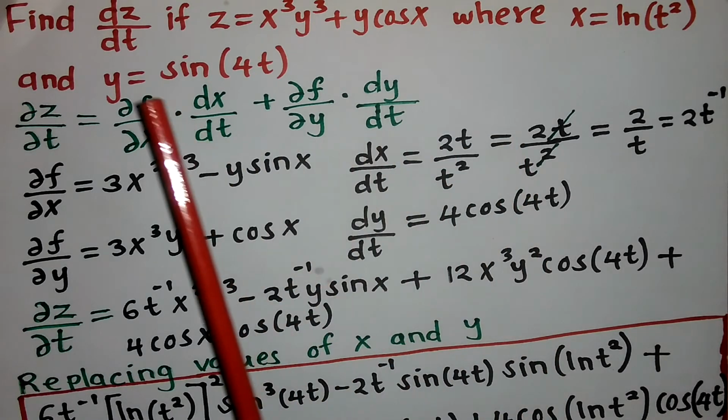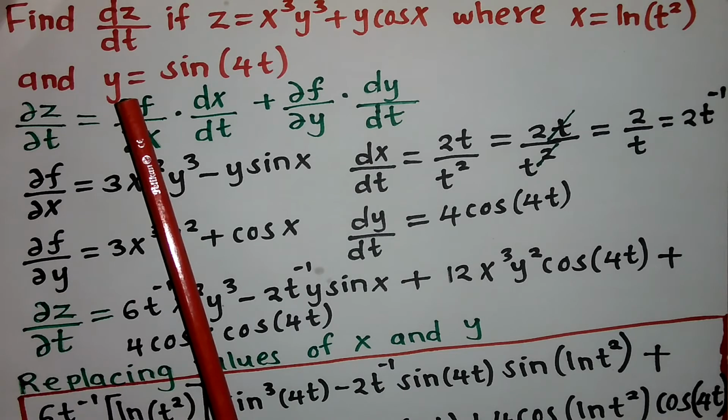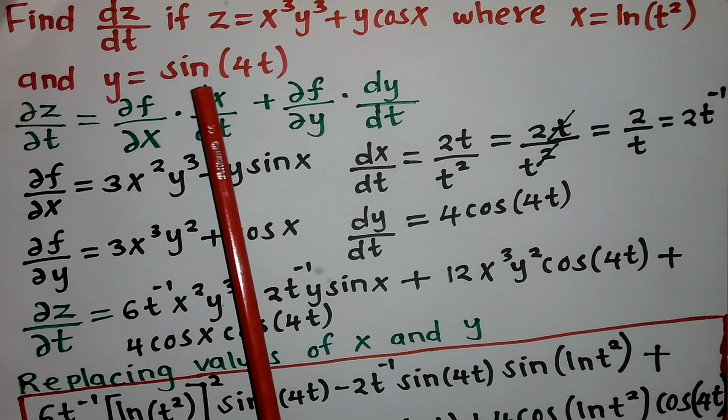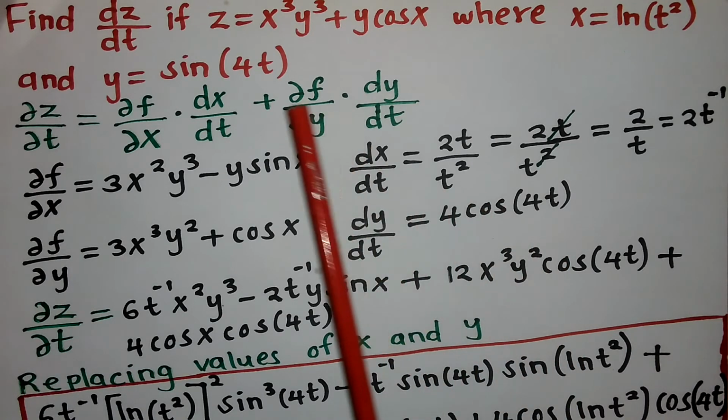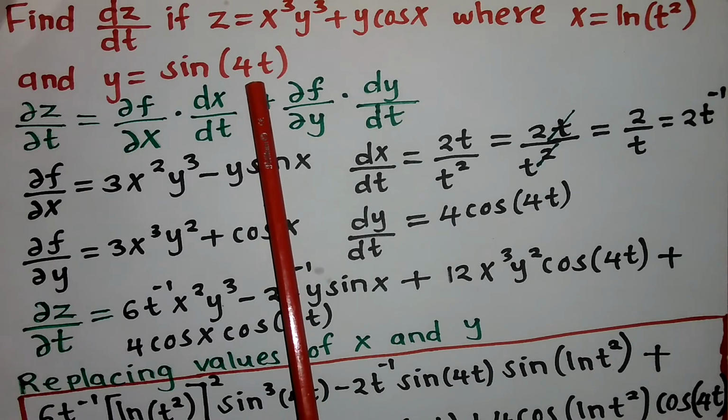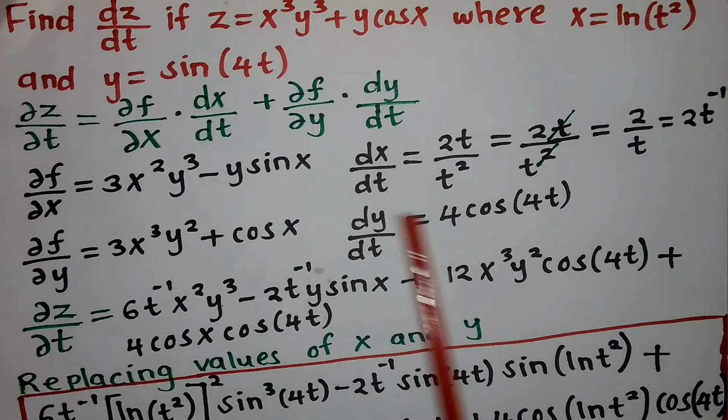Then I go to the derivative of y with respect to t. The derivative of sine is going to give me cosine, so it is going to give me cosine 4t. Then the derivative of the inside will give me 4. So I'll multiply 4 with cosine 4t.